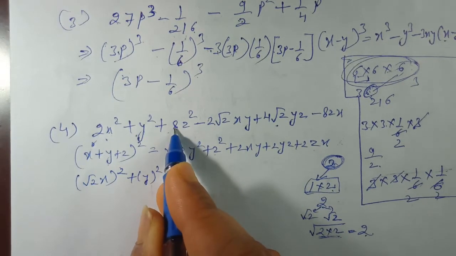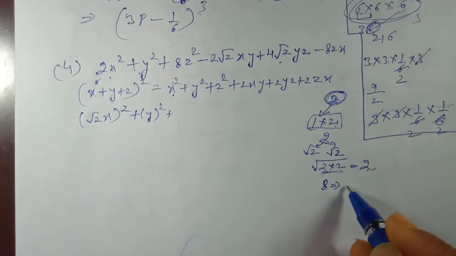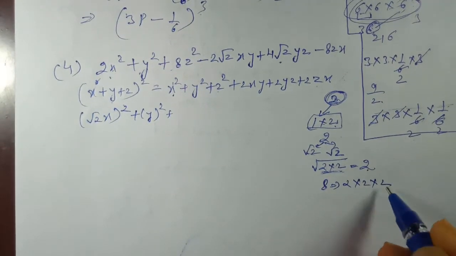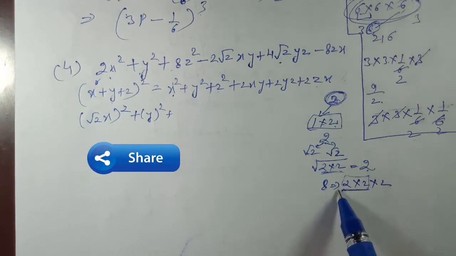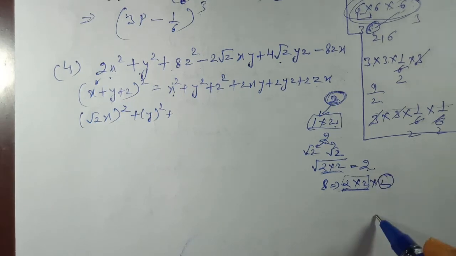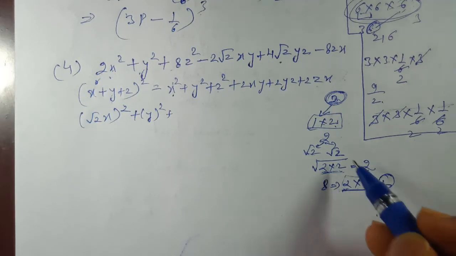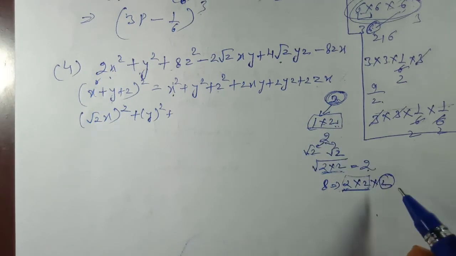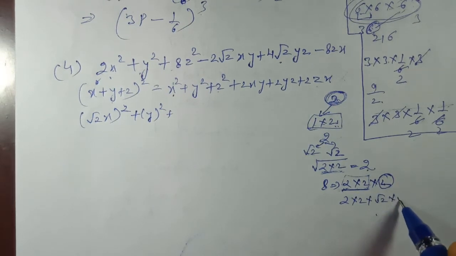Now third, 8. Again we have to identify 8 is the square of which number. So let us find its factors: 2 into 2 into 2. So 2 into 2 is forming the pair. These are forming the square, but one 2 is left alone. So what to do? We have to convert it into the square of some number. The same condition arises over here. So in place of this single 2, we can write root 2 into root 2.